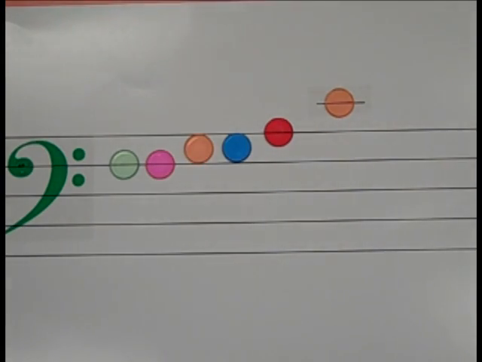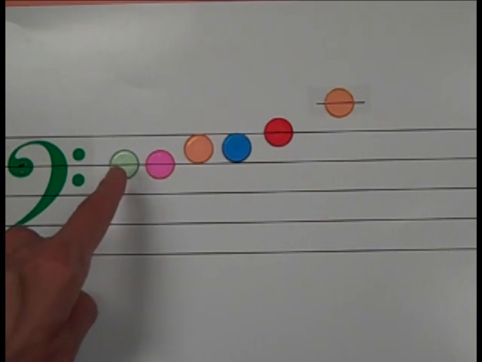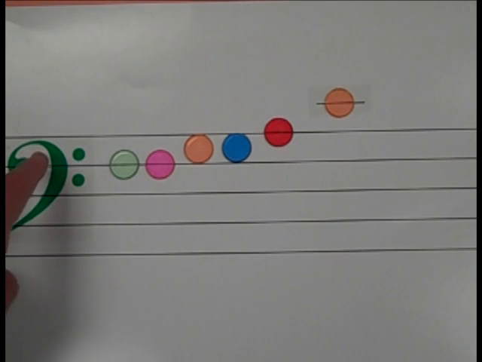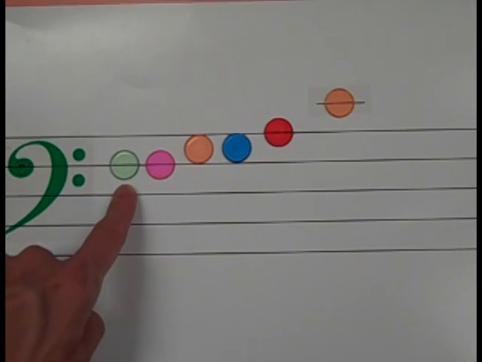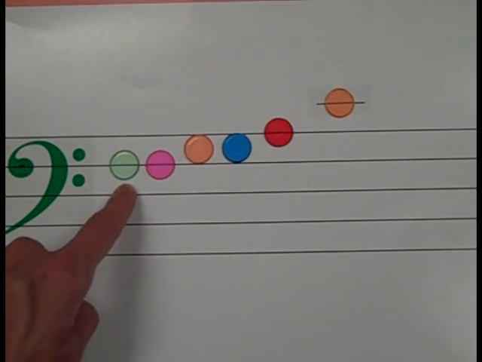Here are the first 6 notes of a song. First, let's say whether the notes are stepping, skipping, or repeating. The first note is what letter? Can you tell me what letter this note is? If you said F, you're correct.